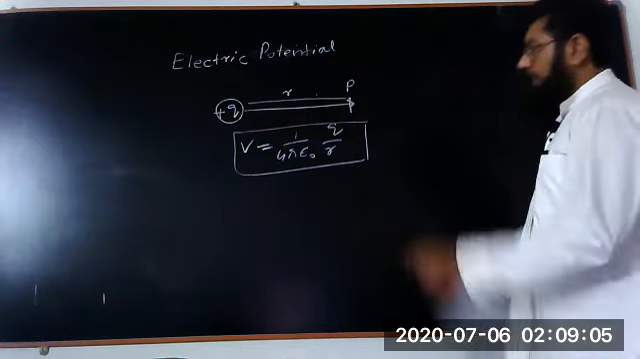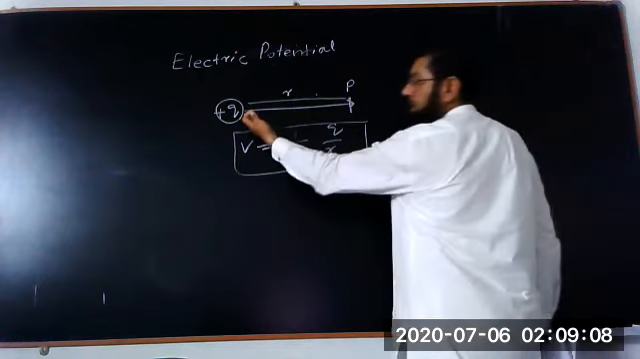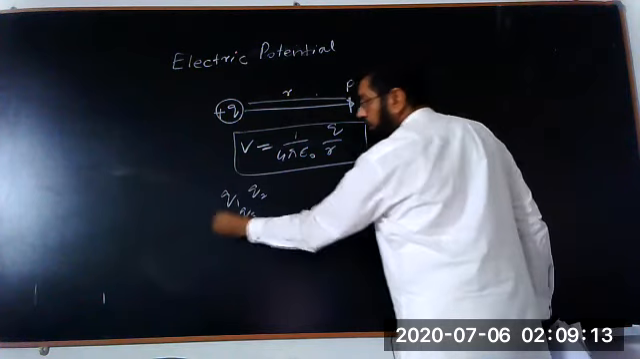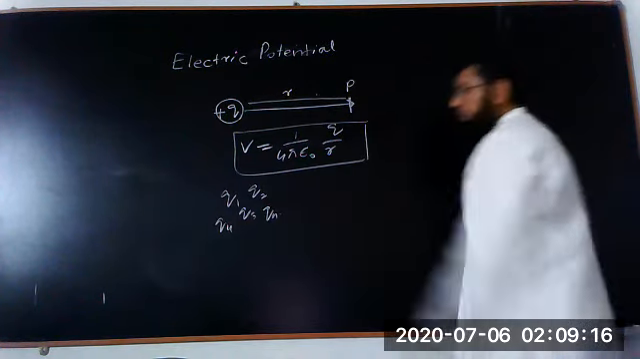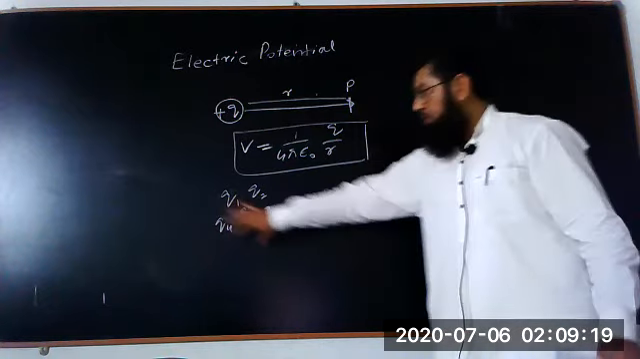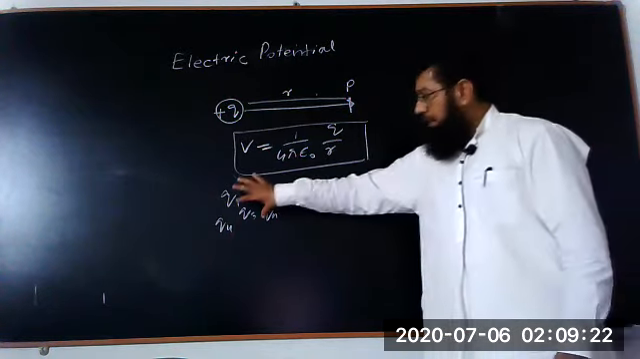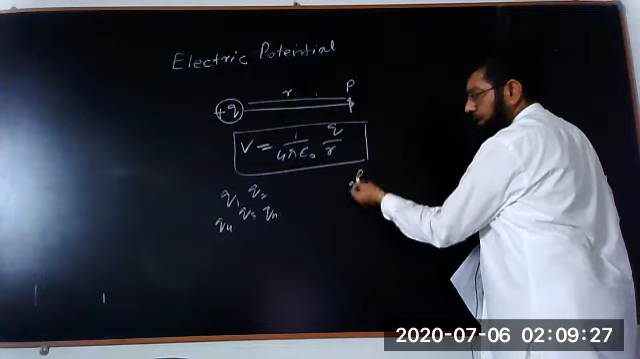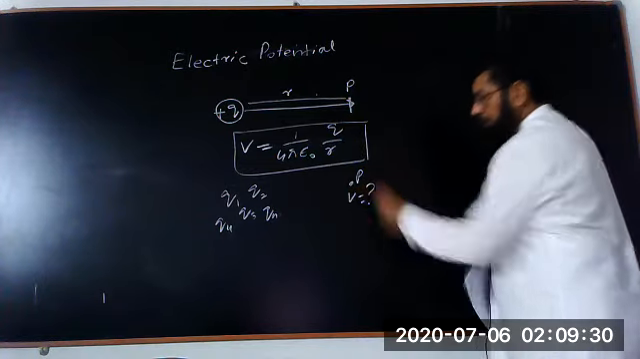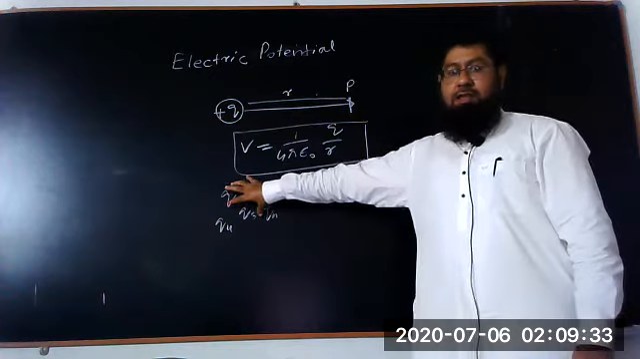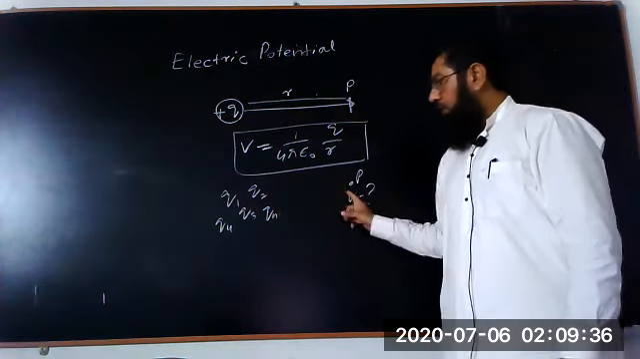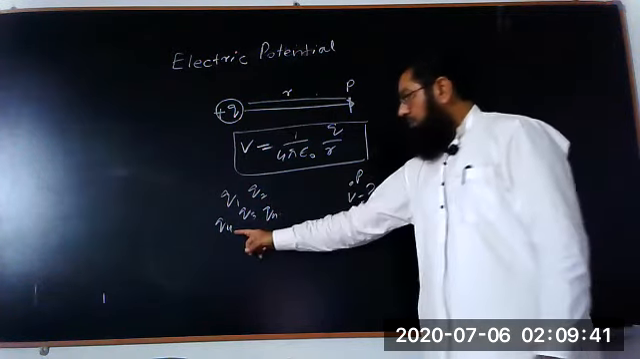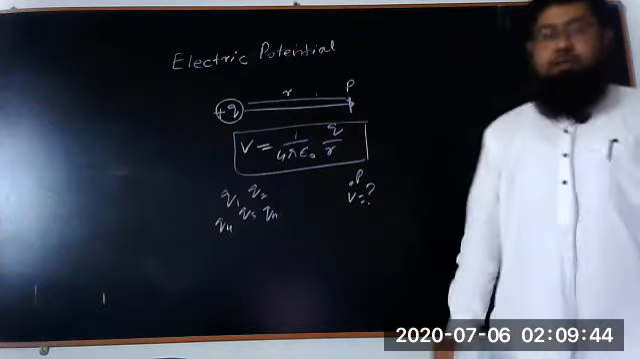Now, instead of this single charge, if we have multiple charges like Q1, Q2, Q3, Q4 up to Qn, so many charges distributed in space, and we want to find the potential at any point P due to the sum of all charges, we can calculate the potential due to the first charge, the second charge, the third charge, the fourth charge, and up to the nth charge.